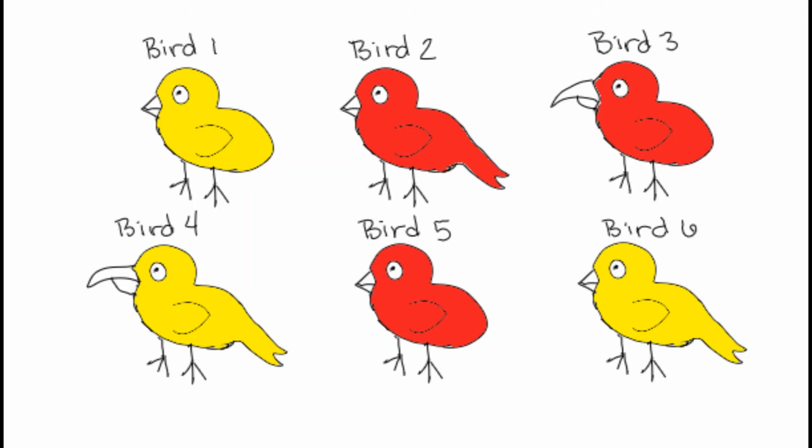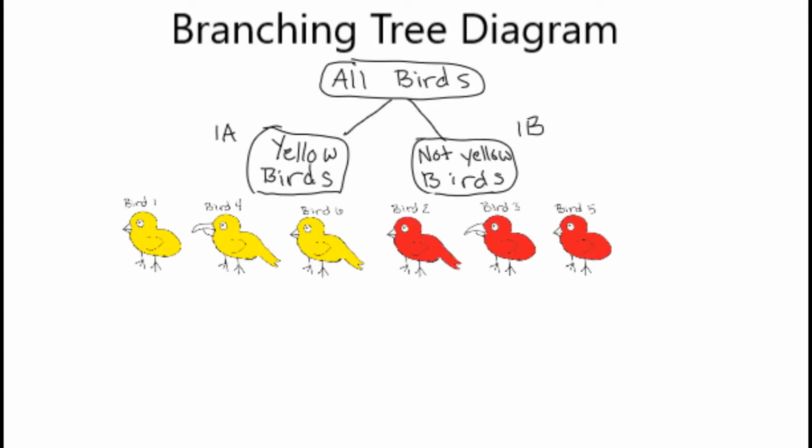So let's go ahead and use some taxonomy on these birds. All right, so I have these six birds, and you can see they're all similar, but they do have differences. And how we're going to do that is with a branching tree diagram. So what we can do is separate these birds by a similar characteristic. As you can see up at the top, I have all birds. So all six of those birds would start at the top.